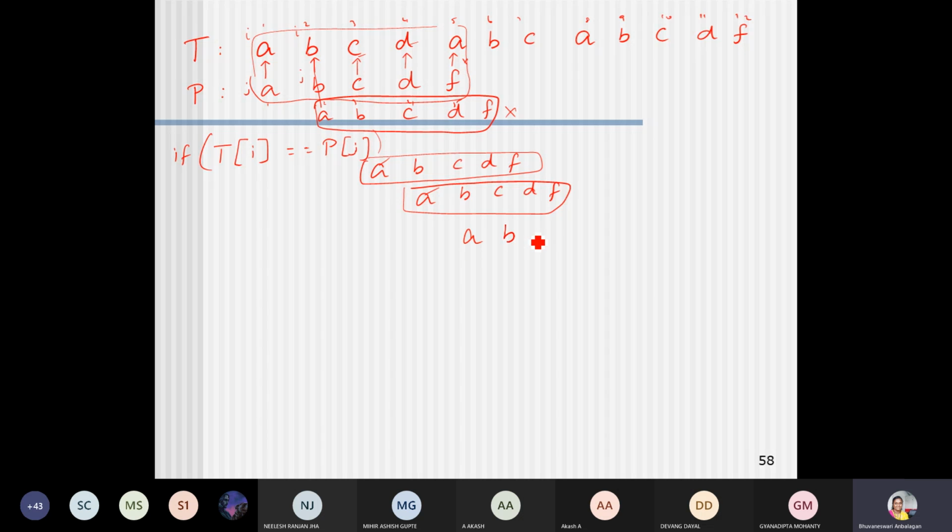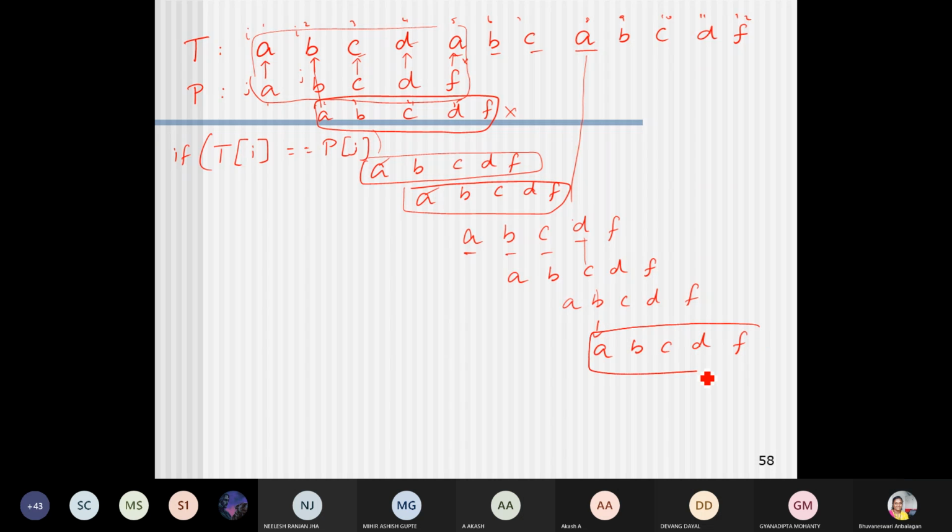Now again, you go with A, B, C, D, F. You see here again, A is matched with A, B is matched with B, C is matched with C, but what happened? It's not matched with D. So once again, what will you do? You go for A, B, C, D, F, and like this, A, B, C, D, F. In one stage, I think it will come here correctly.